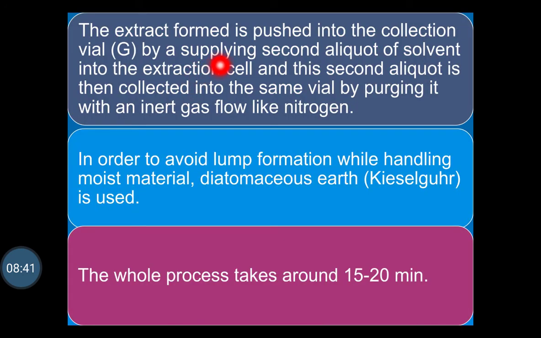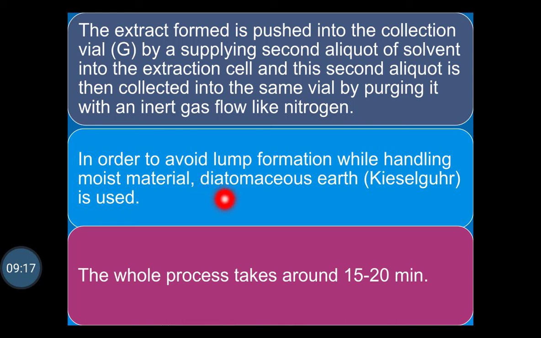The extract is pushed into the collection vial by supplying a second aliquot of the solvent into the extraction cell, and this second aliquot is then collected into the same vial by purging it with an inert gas flow like nitrogen. In order to avoid lump formation while handling moist material: if the material is moist, then lumps will form and the solvent cannot percolate through the crude drug.